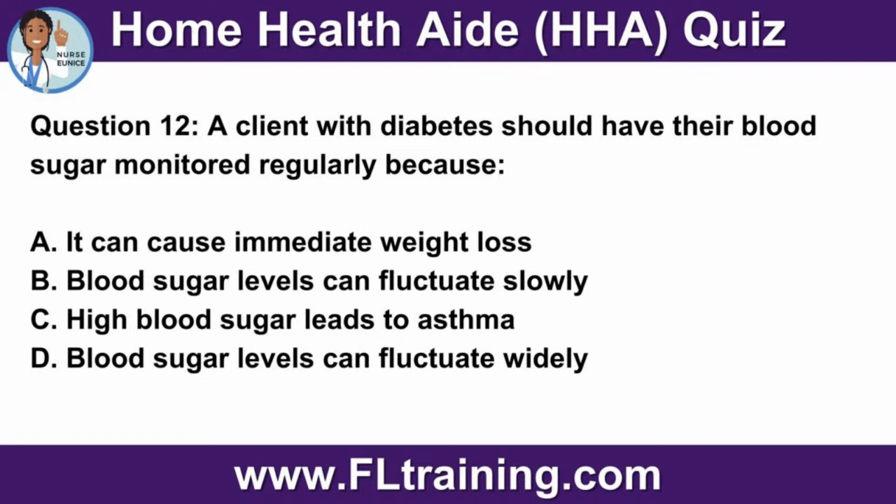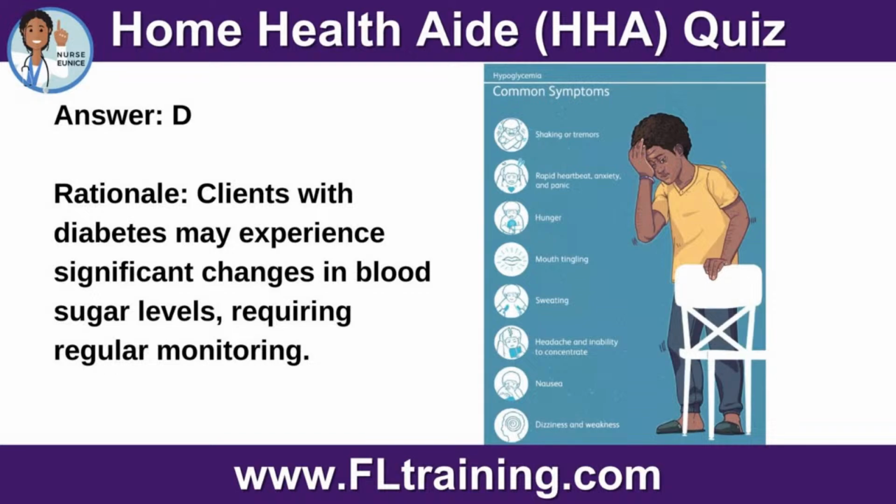Question number 12. A client with diabetes should have their blood sugar monitored regularly because A, it can cause immediate weight loss. B, blood sugar levels can fluctuate slowly. C, high blood sugar levels lead to asthma. Or D, blood sugar levels can fluctuate widely. What do you know about your diabetic patients and why we monitor their blood sugar levels? I think I see some B's. I see a D. I see some B's. I see some more D's. And so I'm revealing the answer in 3, 2, and I tricked you.